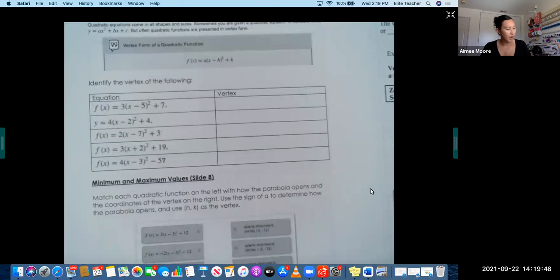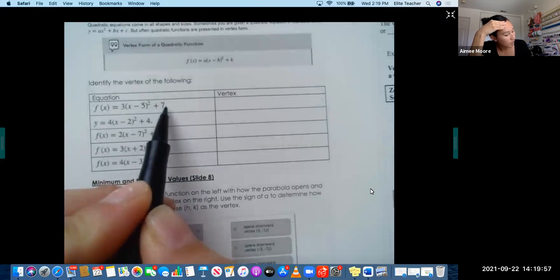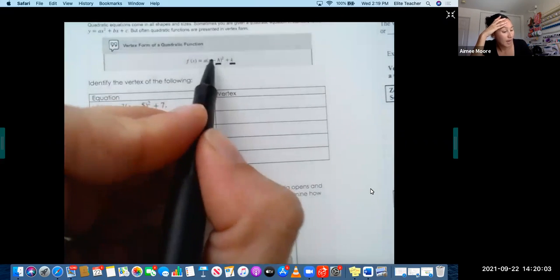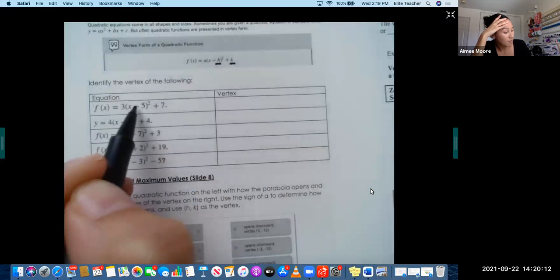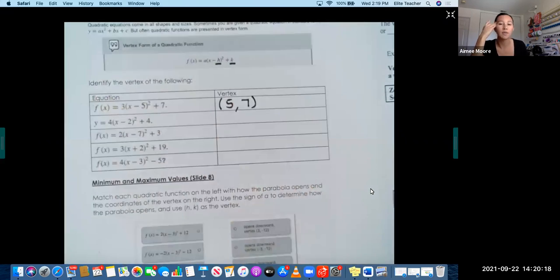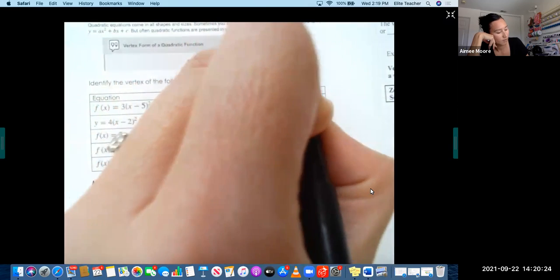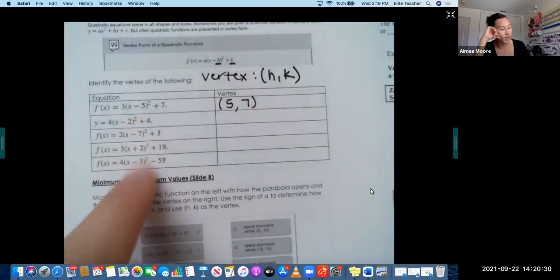So now we are going to identify the vertex of these equations. f of x equals 3 times x minus 5 squared plus 7. Remember, we said the vertex is (h, k). So you flip the sign of h, because it's x minus h, and it's just h. In this case, x minus 5, so h would be 5 and k would be 7. Okay, go ahead and try the next 4.